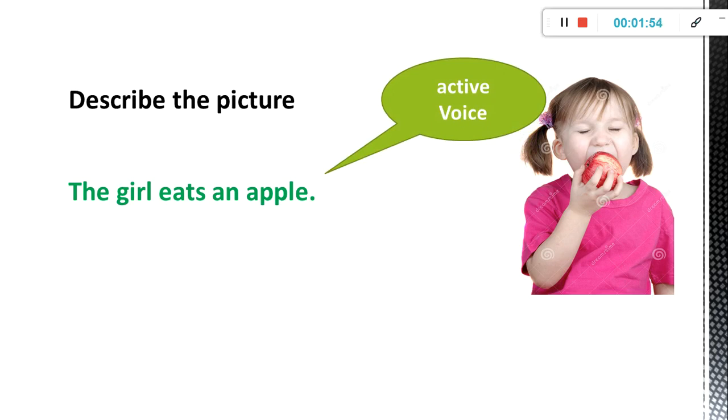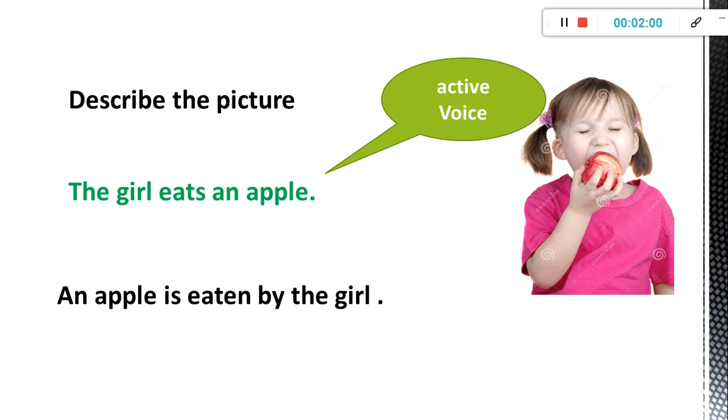طيب look at this sentence. An apple is eaten by the girl. What is the subject here? An apple. Excellent. The subject عندي في الجملة. طيب can the subject do the action؟ الأبل دي can it do the action؟ بيقدر ياكل الأبل؟ هي اللي بتاكل؟ لا طبعا. يبقى بنسمي دي إيه يا بنات؟ Passive voice.